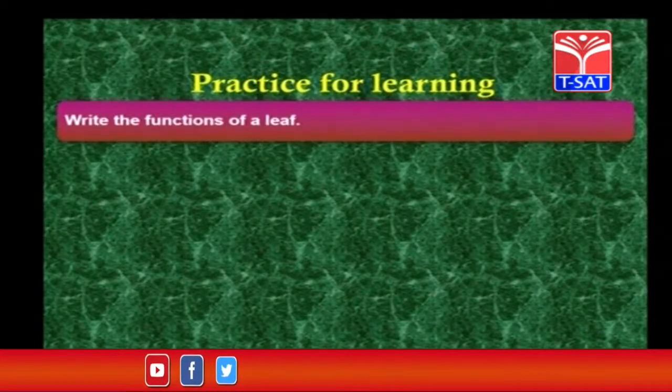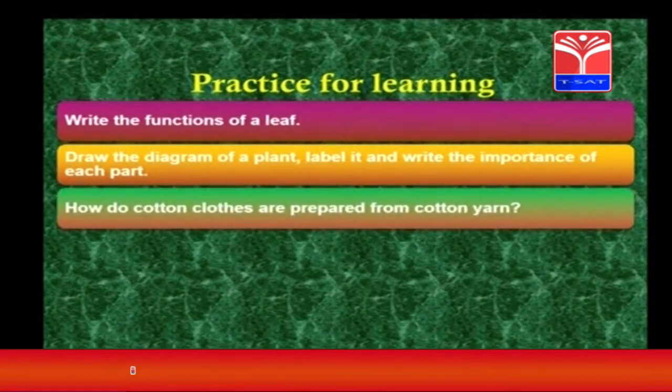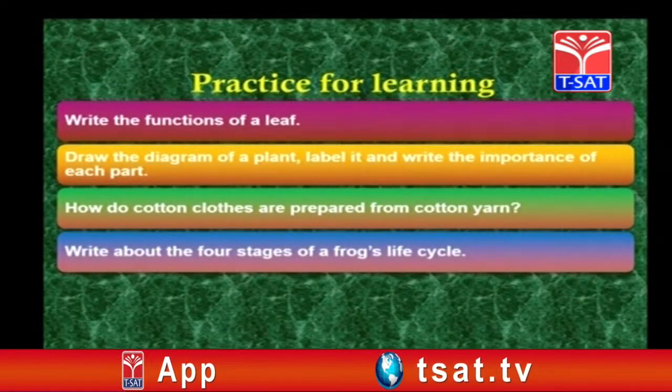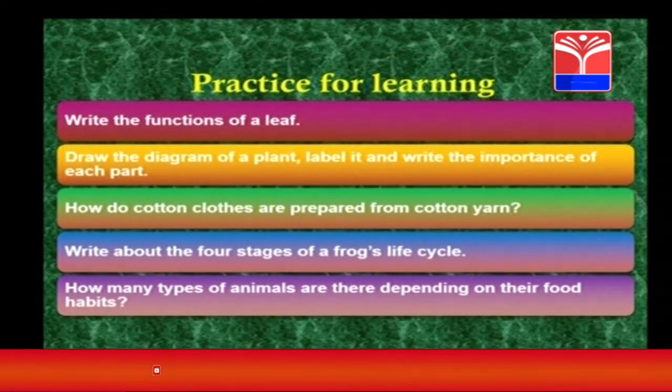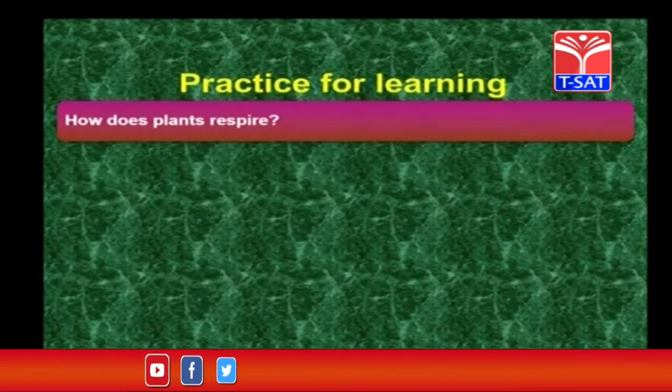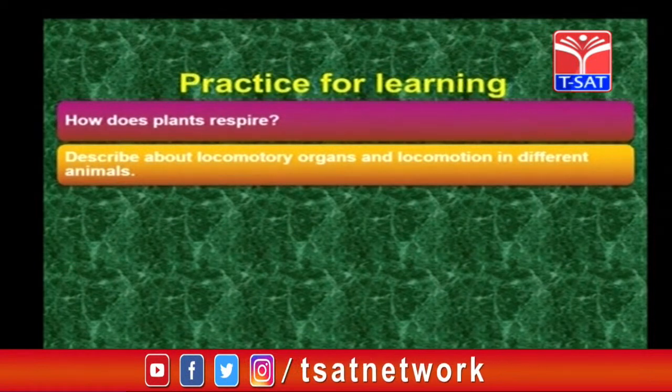Write the functions of a leaf. Draw the diagram of a plant, label it, and write the importance of each part. How are cotton cloths prepared from cotton yarn? Write about the 4 stages of a frog's life cycle. How many types of animals are there depending on their food habits? How do plants respire? Describe locomotory organs and locomotion in different animals.